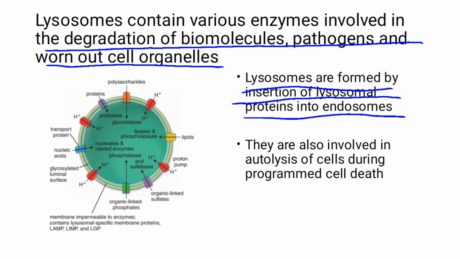Yeah, that's about it. And lysosomes are also involved in autolysis of cells during programmed cell death. So a severely injured cell undergoes rupture of its lysosomes, and the lysosomes auto-digest the cell. But typically, we have more efficient, less destructive mechanisms of cell death. One of them is called apoptosis.